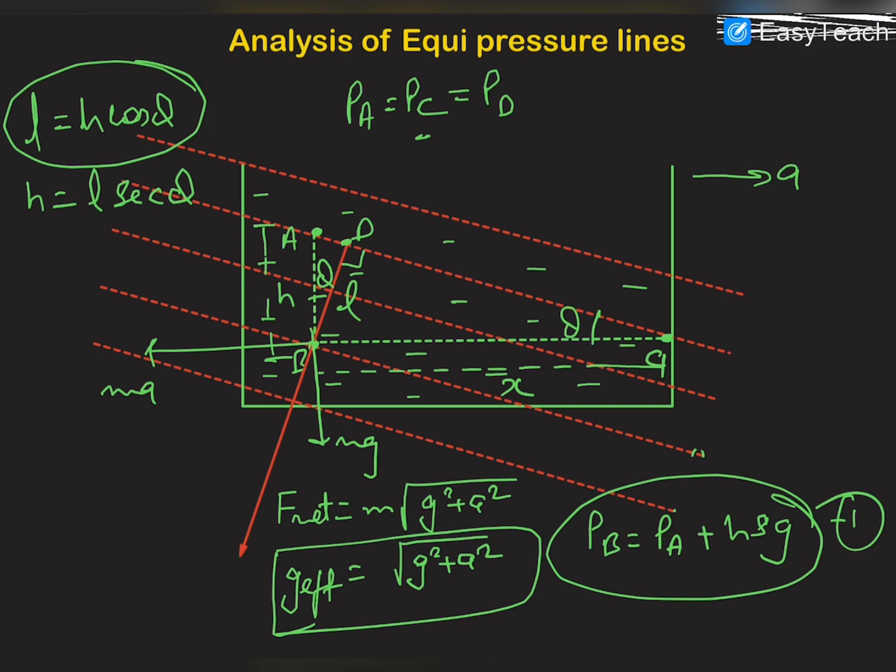While moving from C to B, we are moving in the x direction. So we should always take the distance between C and B as x and the effective acceleration as a, because the effective acceleration of the x-axis is a only. And while moving from D to B, we have to take the length as L and the effective acceleration as under root g square plus a square.